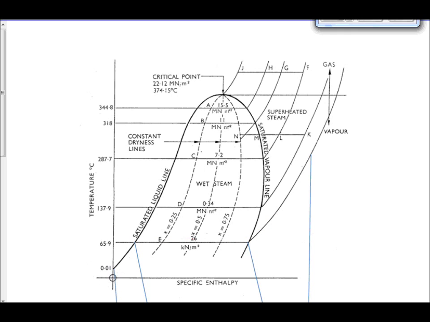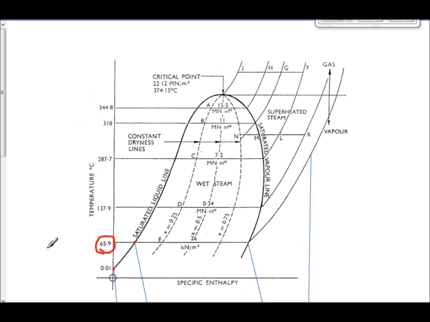So beginning down at this point here, where we have our liquid, we start to add energy to it. As we add energy, adding enthalpy as shown on the horizontal axis, the temperature increases. And it's going to increase until it reaches this point here on the saturated liquid line. At this point, the vapor starts to boil. It's reached saturation point. And at a pressure of 26 kilonewtons per meter squared, or 26 kilopascals, it will saturate or boil at a temperature of roughly 66 degrees Celsius. So that's the point at which the liquid is going to start to change into its vapor phase.